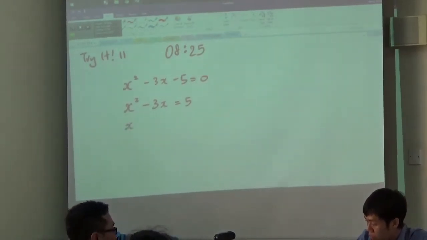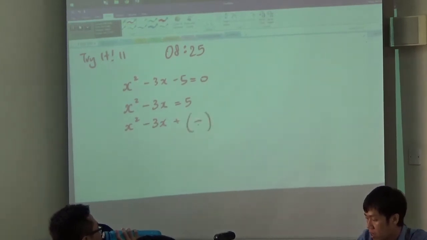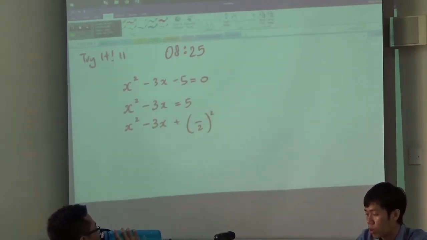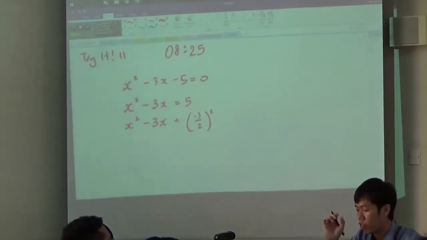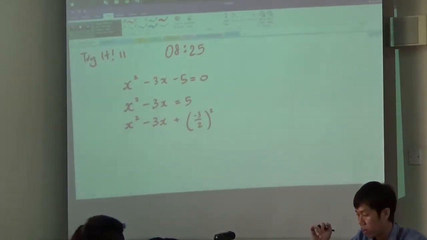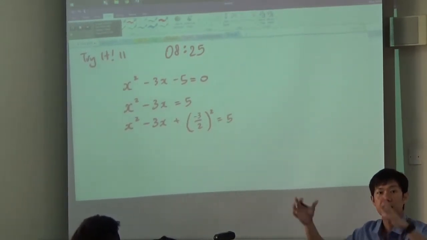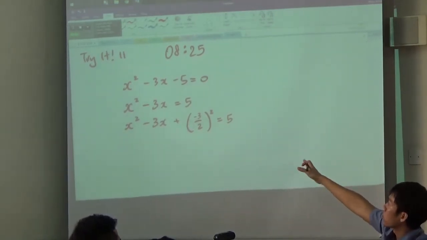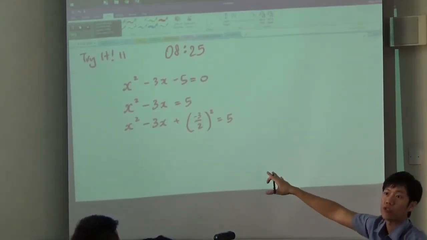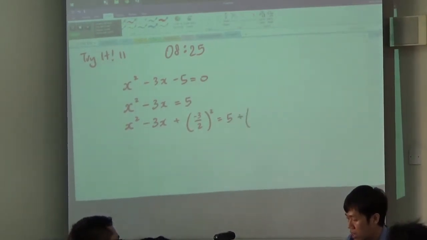And we will arrive at x squared minus 3x plus, over here the numerator will be negative 3. Same thing. It is still the value of the coefficient of x divided by 2 and we square it. Now on the right-hand side, we've got 5. Is the left-hand side equal to the right-hand side now? It is not equal because on the left hand side, I added a negative 3 over 2 squared. So in order to make them the same, I must do the same for the right hand side.